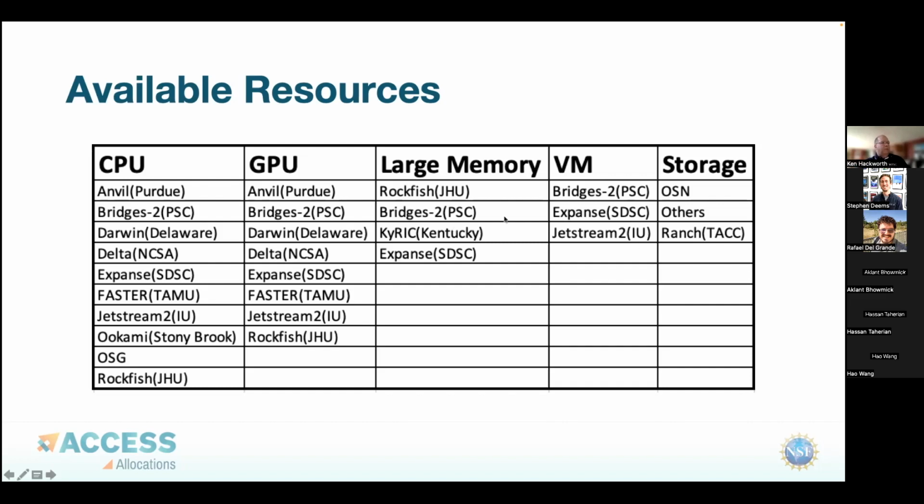Then we have large memory machines. Usually I think these are all 256 gigabytes or greater. Rockfish, Bridges 2 at PSC, Kyrick at Kentucky, and Expanse all have some large memory nodes. So if the normal 256 or 128 gigabytes, depending on where you're running, is just not enough, you can expand up to these large memory resources.